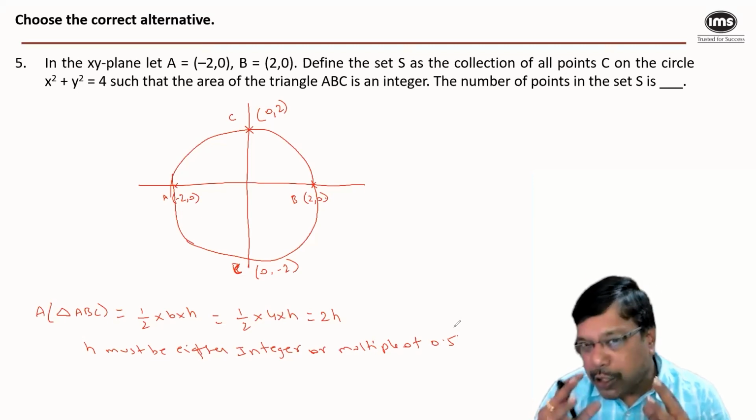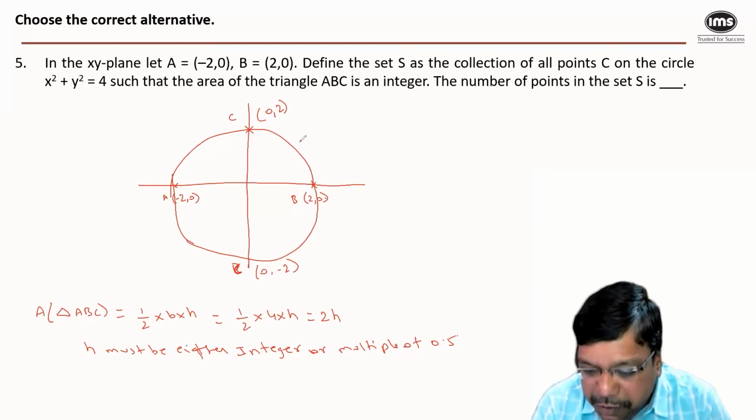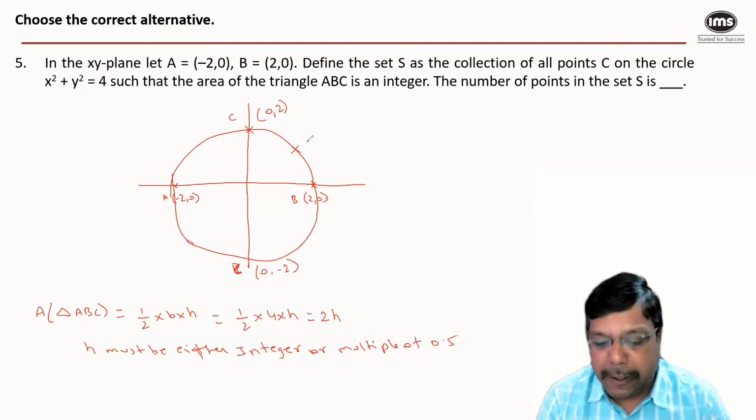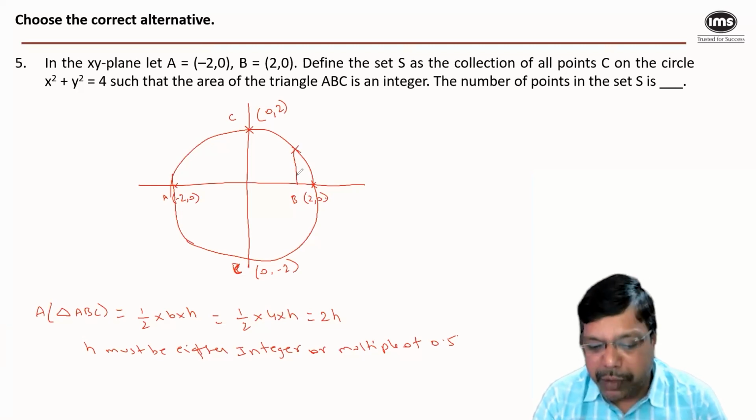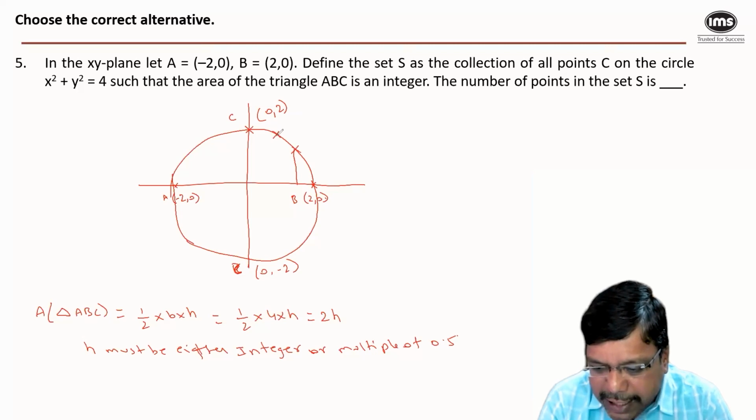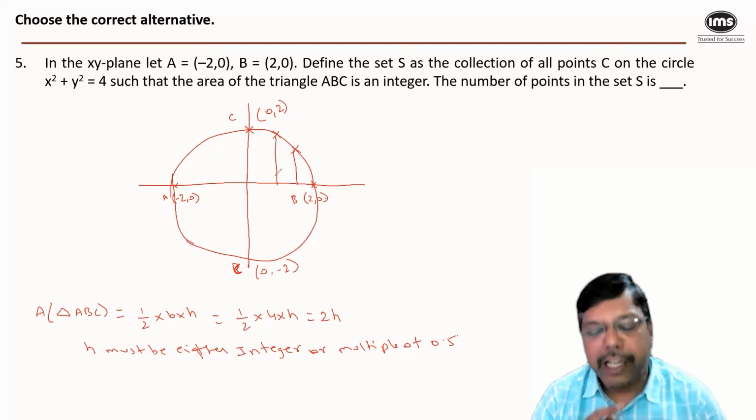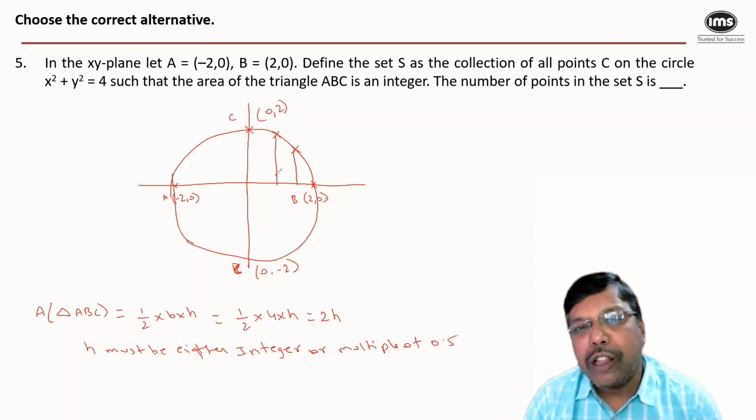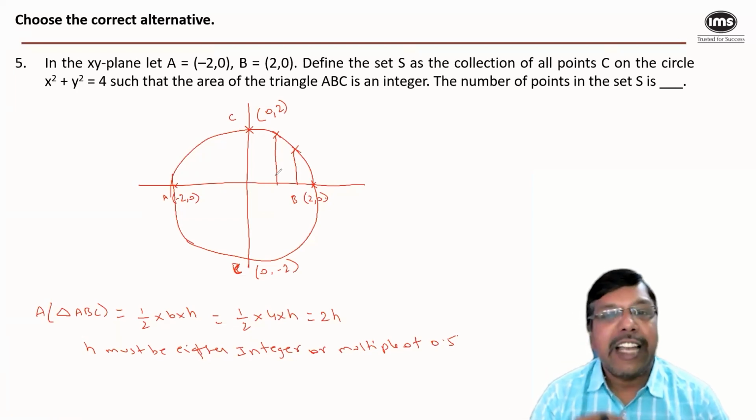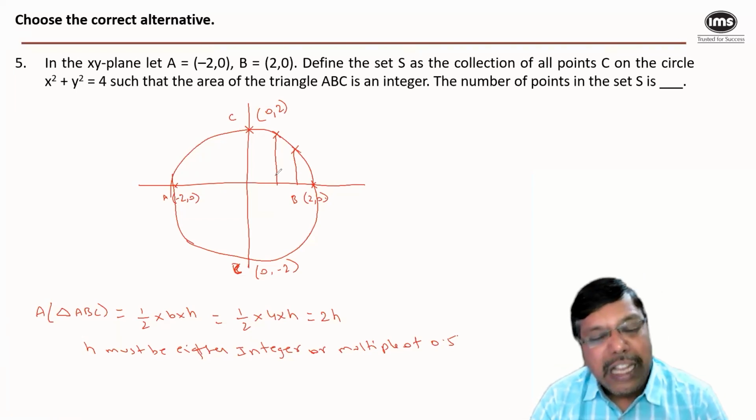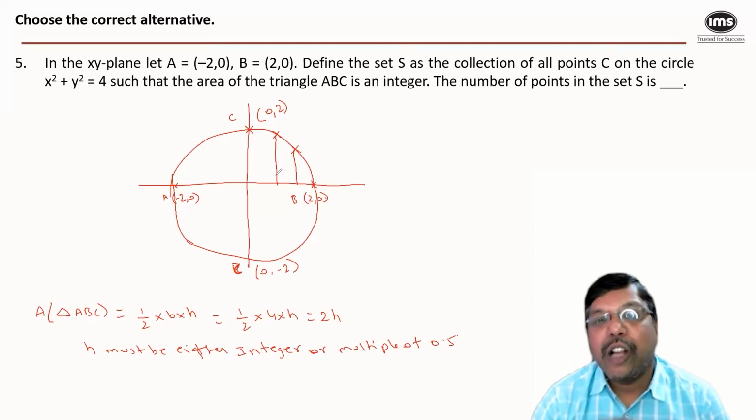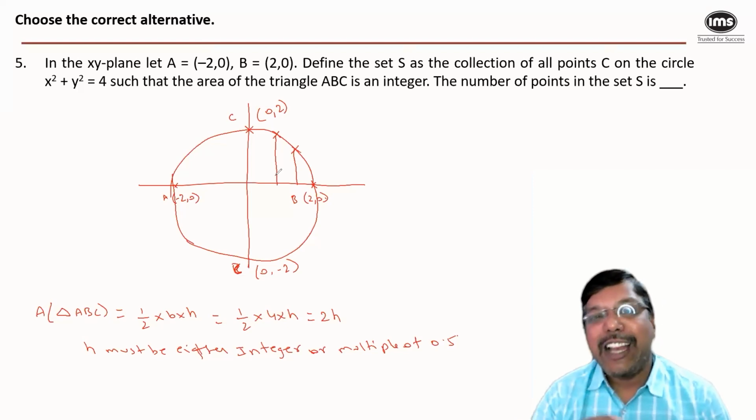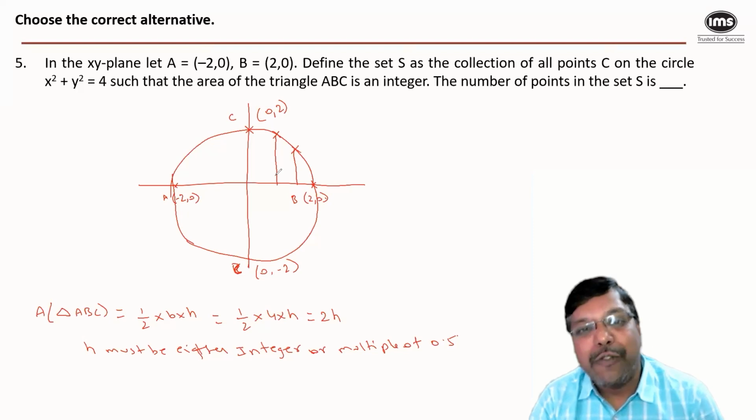Also, if you observe, guys, suppose if I take a point C here. Now the height is simply calculated as this vertical line. Now suppose if I take another point C here, this is how the height is calculated. So for every point on the circle, the height is nothing but the y coordinate. So I need to look for points on the circle such that the coordinate of y for each of those points must be either an integer or a multiple of 0.5.